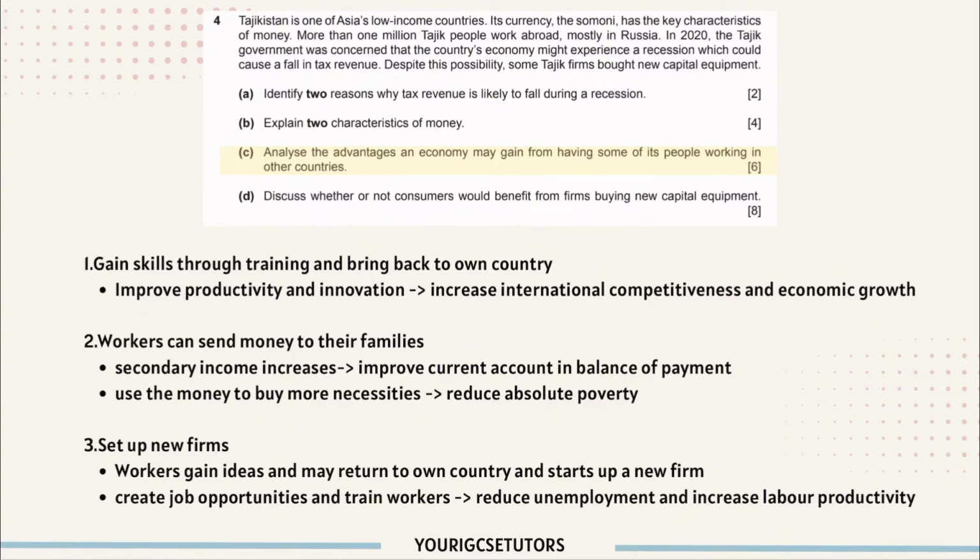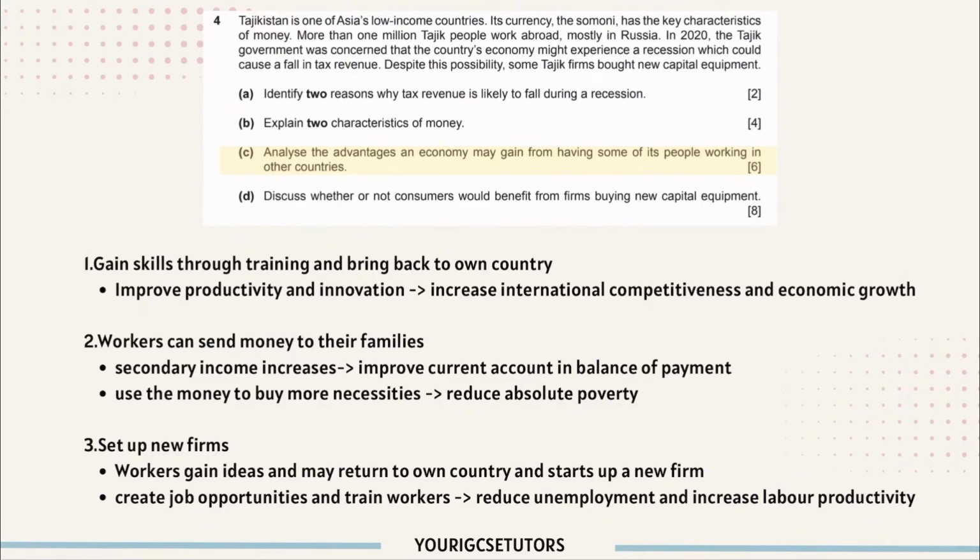Second, workers can send money back to their families. So sending back money is considered as secondary income. So when this secondary income increases, this improves the current account in the balance of payments. So in the formula of the current account, one of the elements is secondary income, and their family can use the money to buy more necessities, which reduces absolute poverty.